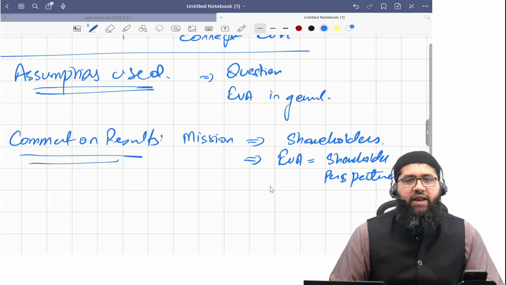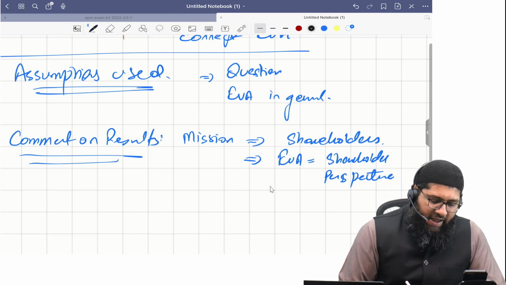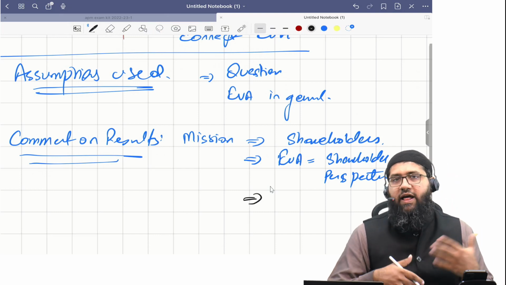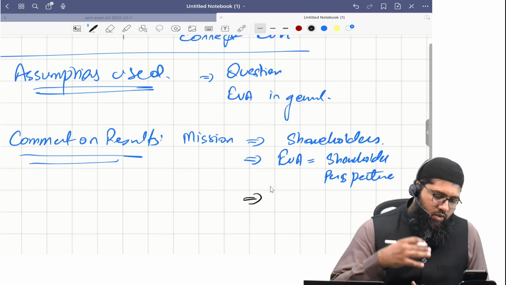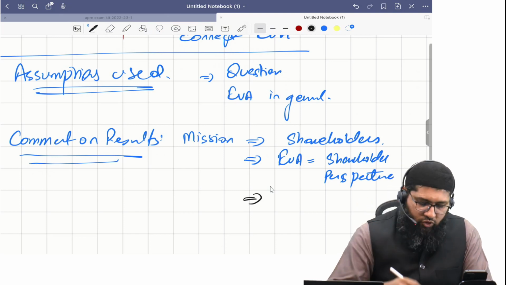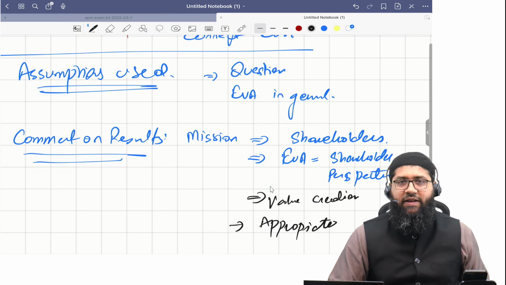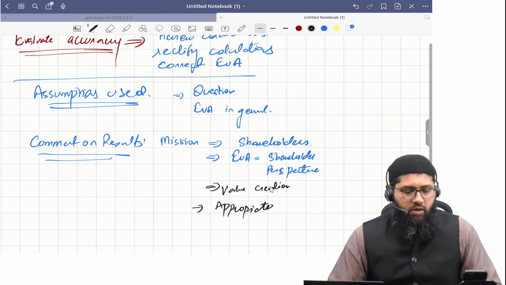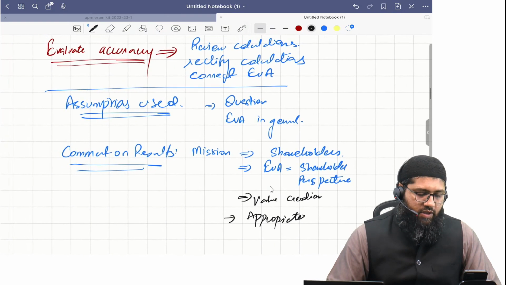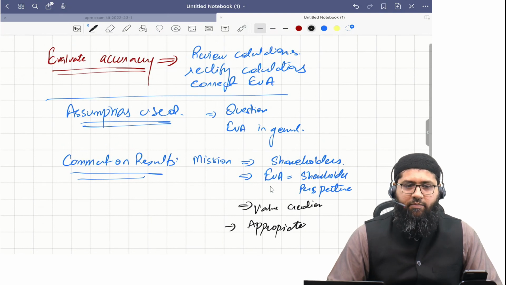It is actually giving you a shareholder perspective. So what are we actually able to do? Shareholder perspective is being given, so EVA is talking about value creation. So it is appropriate to be used as the key performance metric at the Iron Chicken company. The economic value added can be used as a key performance metric at Iron Chicken. You get my point?